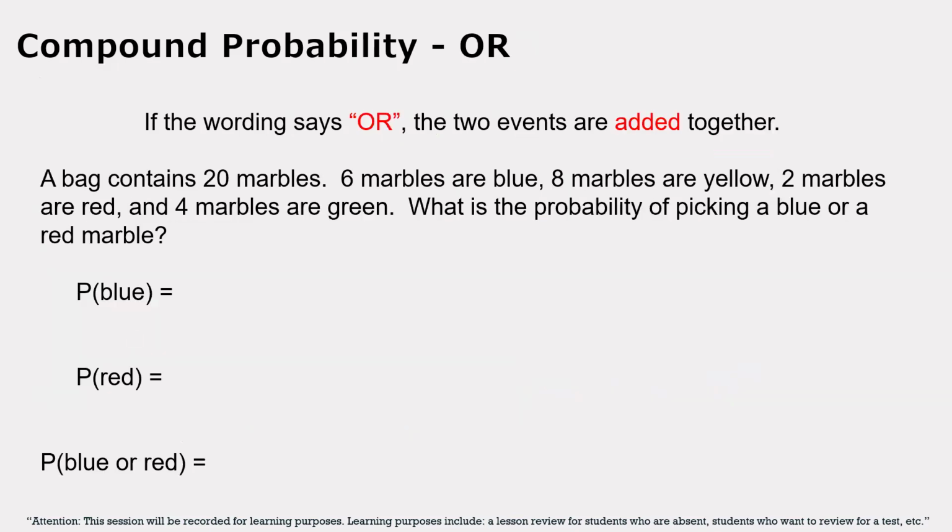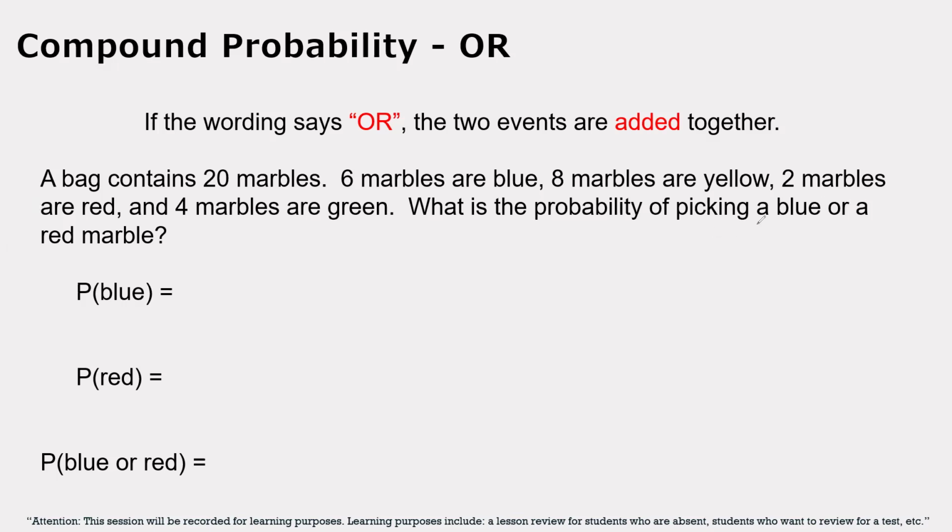Let's get to our second type of compound probability. When the word says or, that is when we're going to add them together. Because if we think about it, if it's saying you can have one or the other, that actually increases your chances. Because we are going back to our first example here of this bag of marbles. And I'm going to skip ahead in my reading.